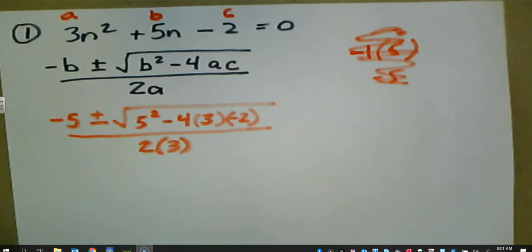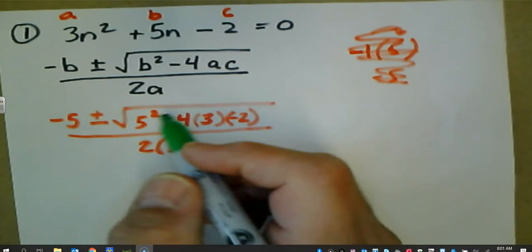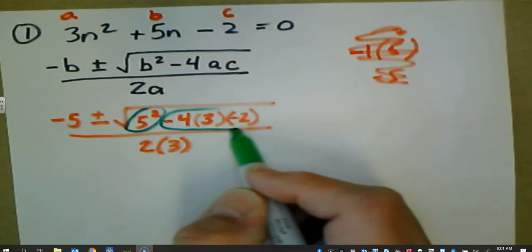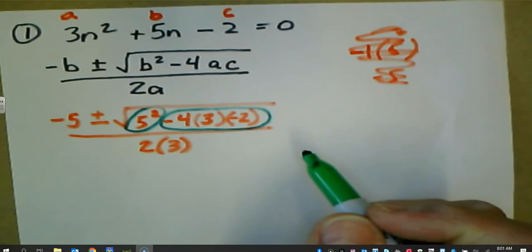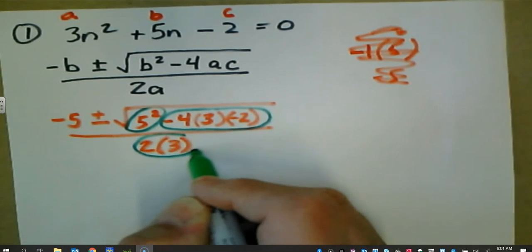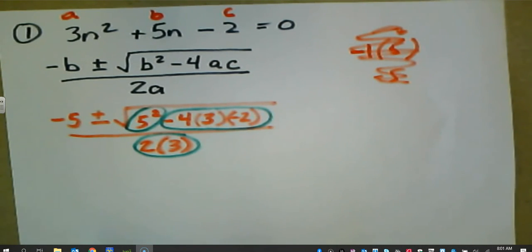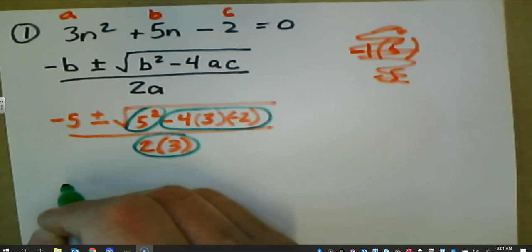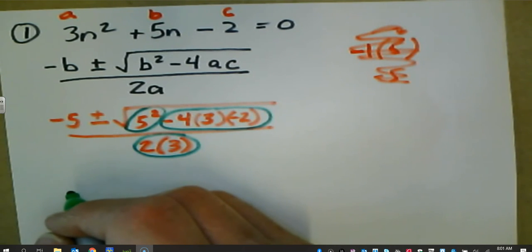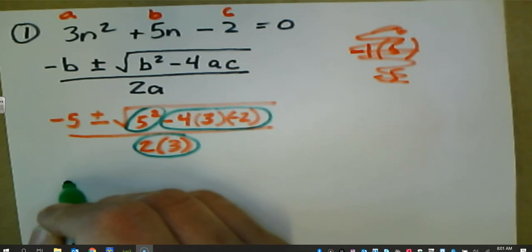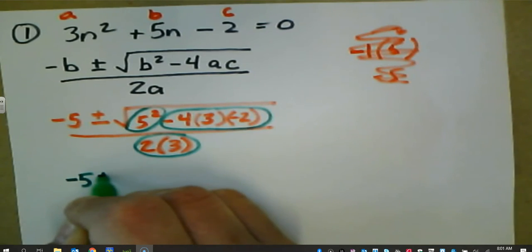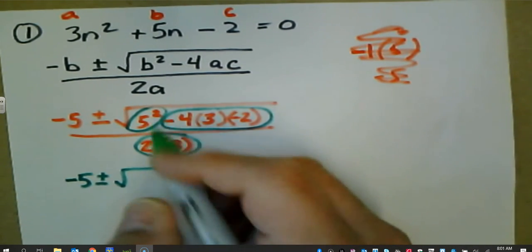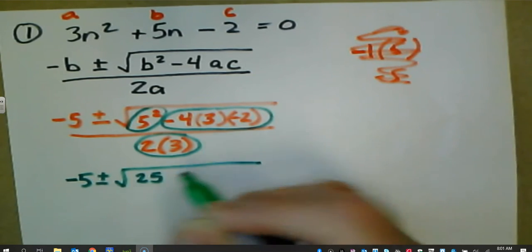Now, the parts that you're going to do, and you're going to need your calculator here, you need to do the 5 squared part. You need to do -4 times 3 times -2, and at the bottom, 2 times 3. So what is 5 squared? No, it's 5 times 5. 25. So what I'm going to do is write this -5, this plus, this minus, and all of this square root. And 5 squared is 25.